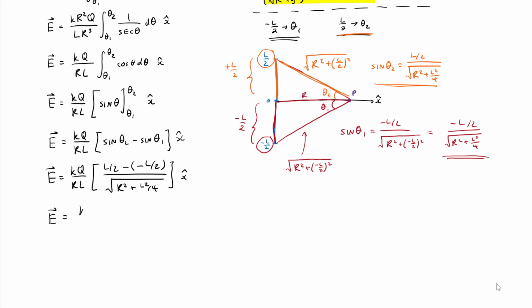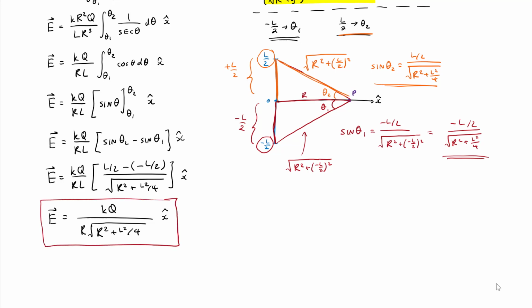E is now kq. L over 2 plus L over 2 is L, so the L over L are going to cancel each other out. So that means I have kq over r. It's kq over r times the square root of r squared plus L squared over 4 in the x direction. And that is our answer for the electric field.